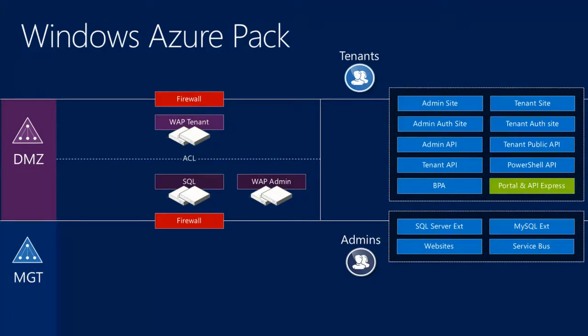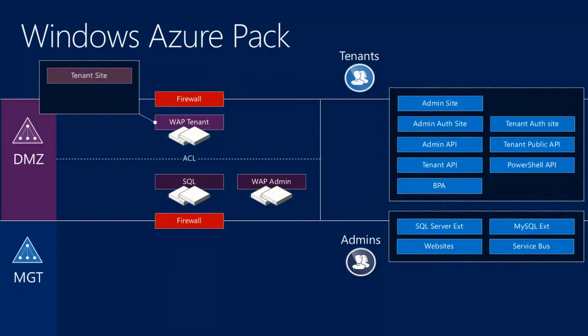Now, we'll start with the Portal API Express. As I said earlier, it's a selection of all those components that will install on a single box. Now, we just saw that in the DMZ, we want to separate those roles. So we're not going to use that one. It's good for a lab environment, but don't use it in production because it won't scale. Then we have the tenant side. We want to have the tenants accessing their roles, so we should have at least the tenant side.